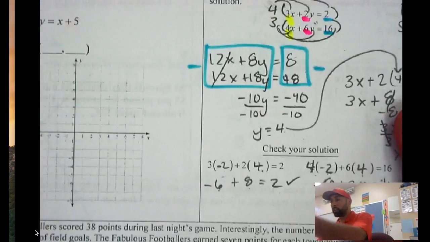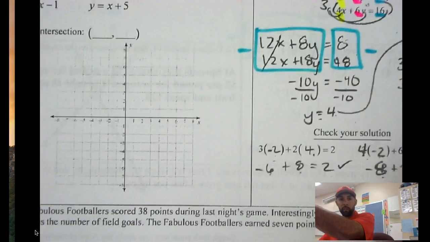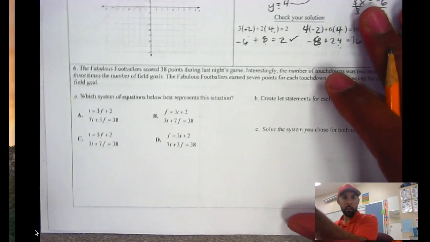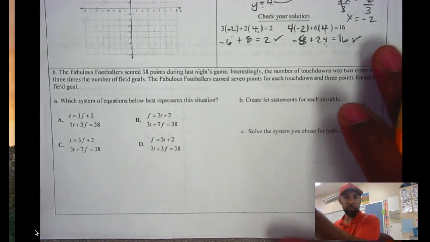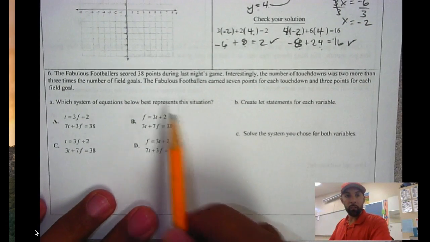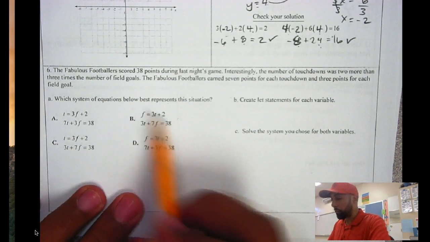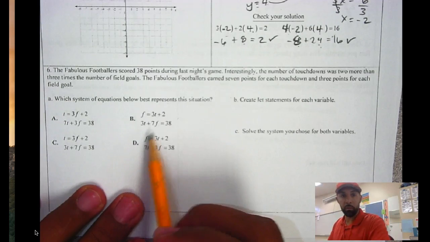Okay, so now let's go down here to the bottom. Move down here a little bit, zoom out so you all can see it. All right, last part of this first page. Okay, the fabulous footballers. So you notice there's a word problem. So we're going to probably have to find some equations, which we gave you. So you have to pick the right one.